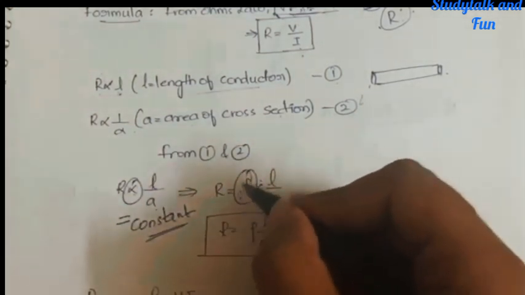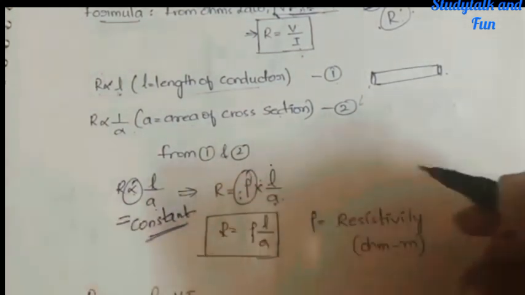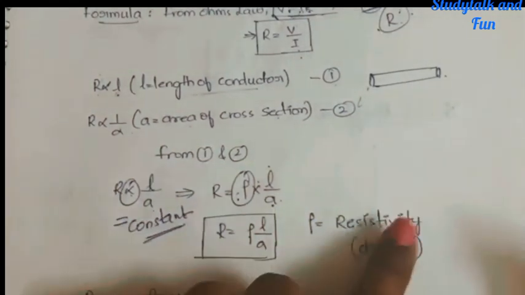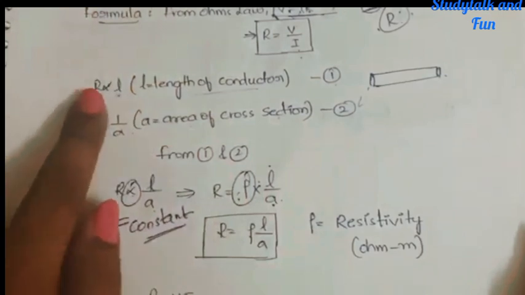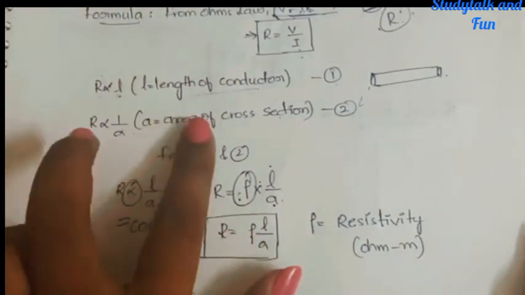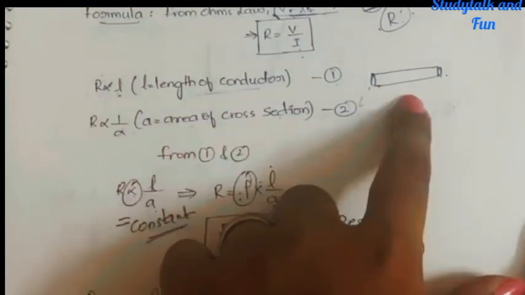So R is equal to rho into L by A, where rho is called the resistivity, and the unit of rho is ohm meters. Okay, so R is directly proportional to the length of the conductor, and it is inversely proportional to the area of cross section of the conductor.